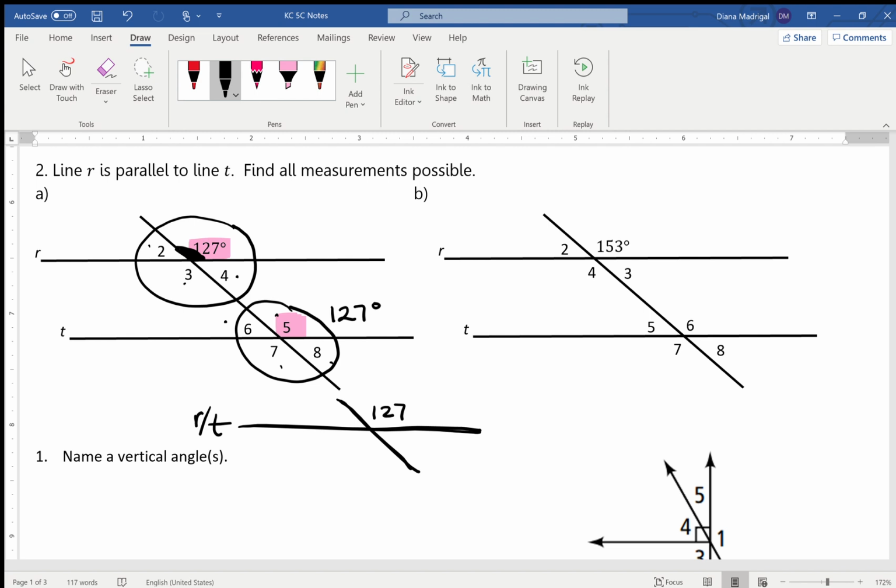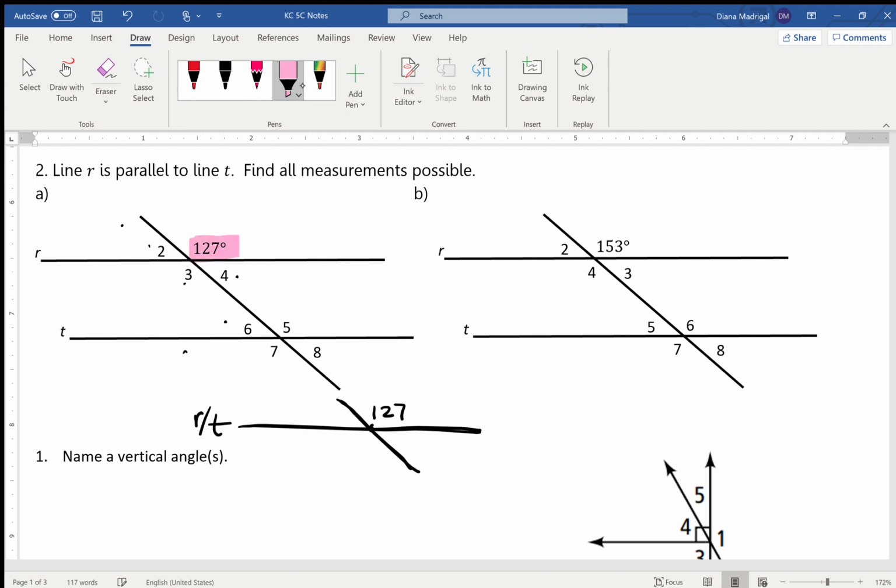Again, corresponding angles are in the same corner, and we're talking about in a circle. If you're struggling trying to figure out from the first picture to the second one, just put it in one and see which one matches. I'm going to erase the circle because I figured out that angle 5 matches. So this is 127, and this is also 127. I'm not going to call it angle 5 anymore. It's 127.